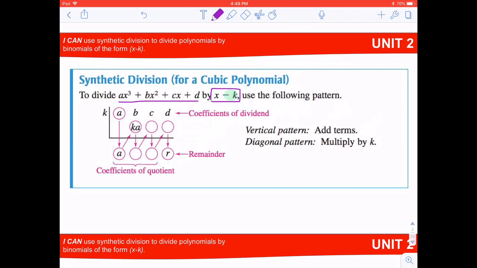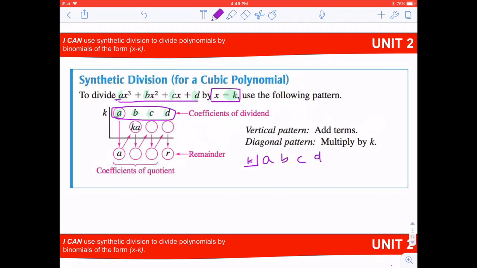Okay, and then you're going to look here. Notice these are just the coefficients of what our dividend was. So here we have the A, B, C, and D. Those coefficients are going just right here. So initially you set it up and it looks something like this. We have our, and I tend to use this notation, it's a little different than this one. So then we would do this, A, B, C, D, just like that.